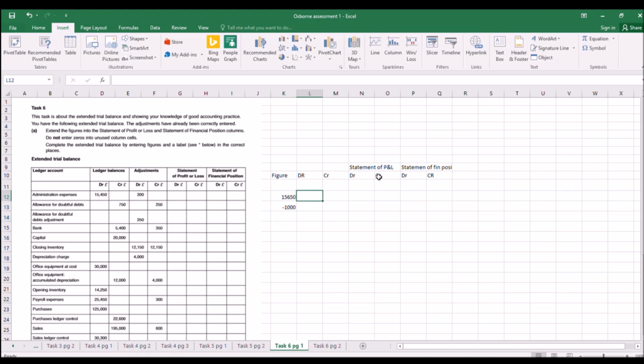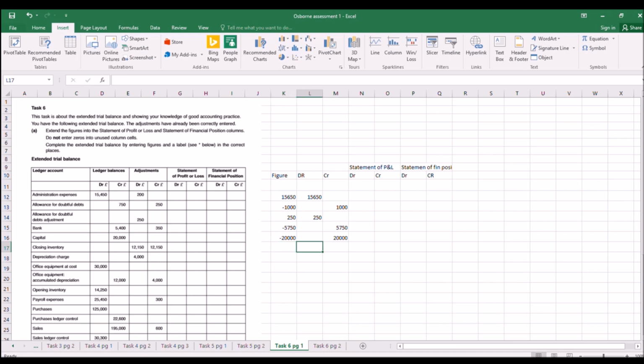But also, we could have it if you wanted to lay it out like that. We'll have an allowance for doubtful debts adjustment, which is going to be a debit, so that's 250. Our bank, which is going to be 2 credits, so minus 5400, minus 350. Our capital, which is going to be minus 20,000. So you can lay it out like this or like this anyway. But either way, we've got to add these together. So this is the easiest way to be effective.